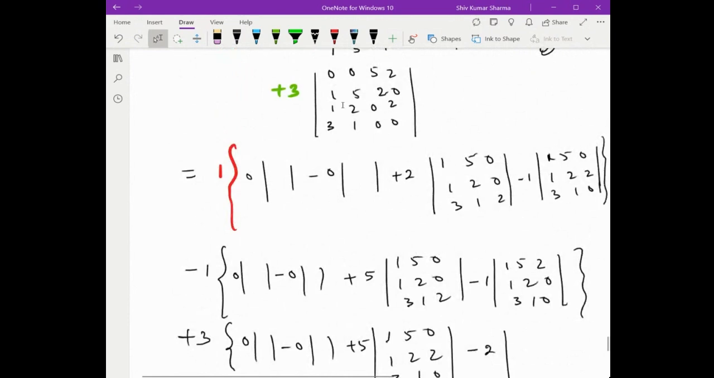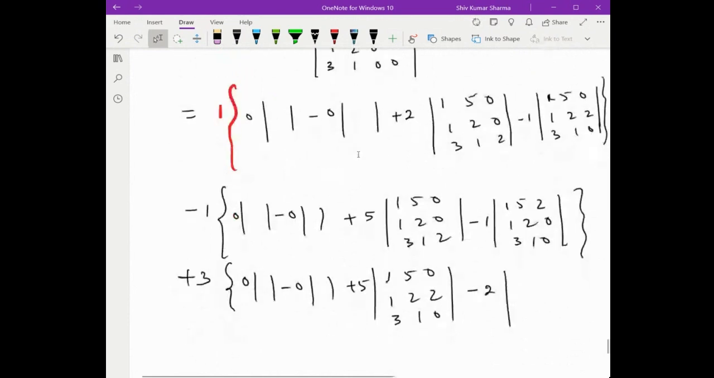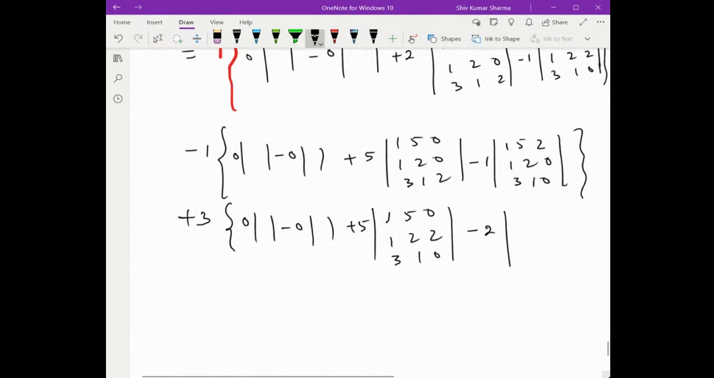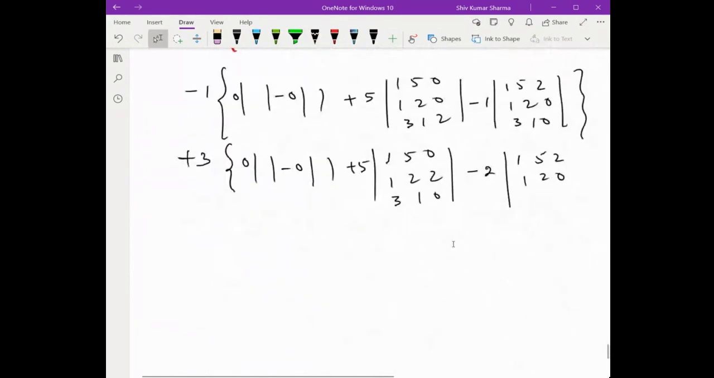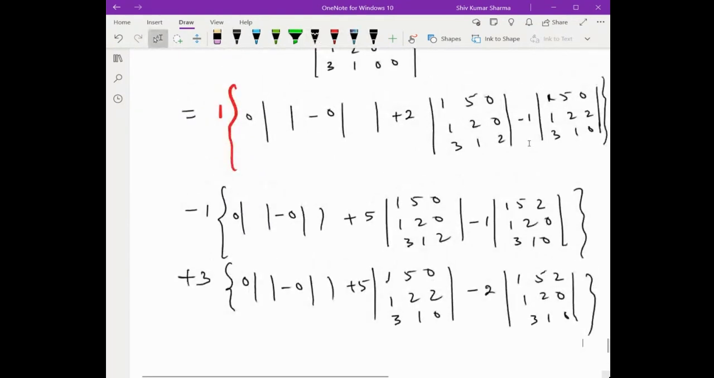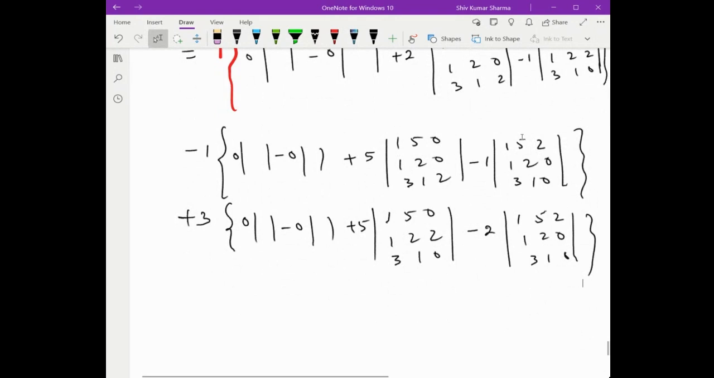So what is the value of this? So 152, 120, 310. So now solve these determinants and get the answer.